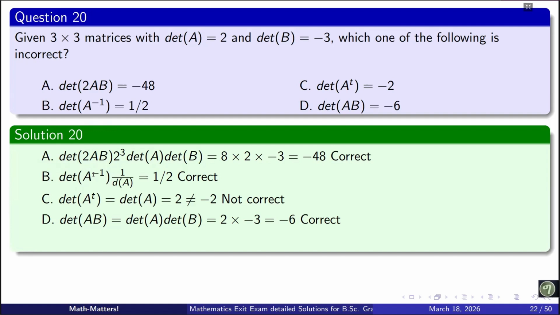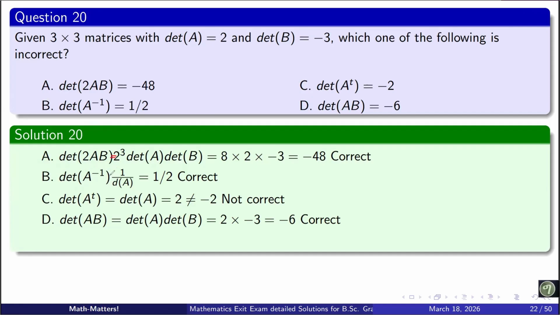B, the determinant of A inverse is equal to 1 over the determinant of A. Here we have to include the equality.